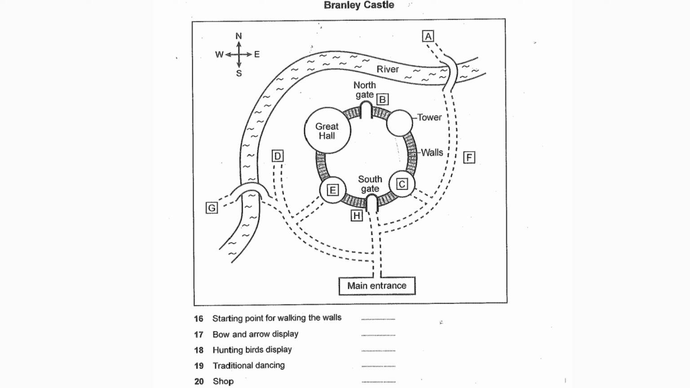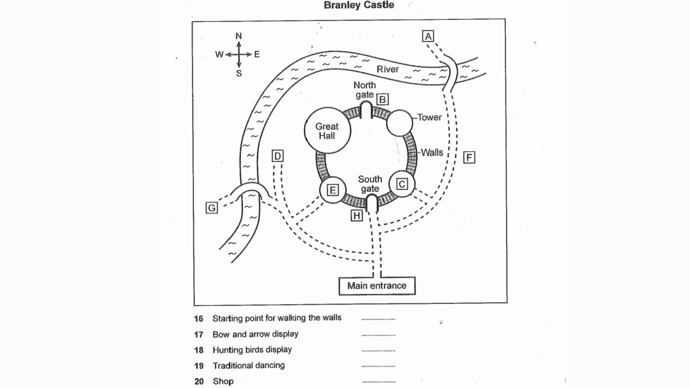If you want to get a good view of the whole castle, you can walk around the walls. The starting point's quite near the main entrance. Walk straight down the path until you get to the south gate, and it's just there.